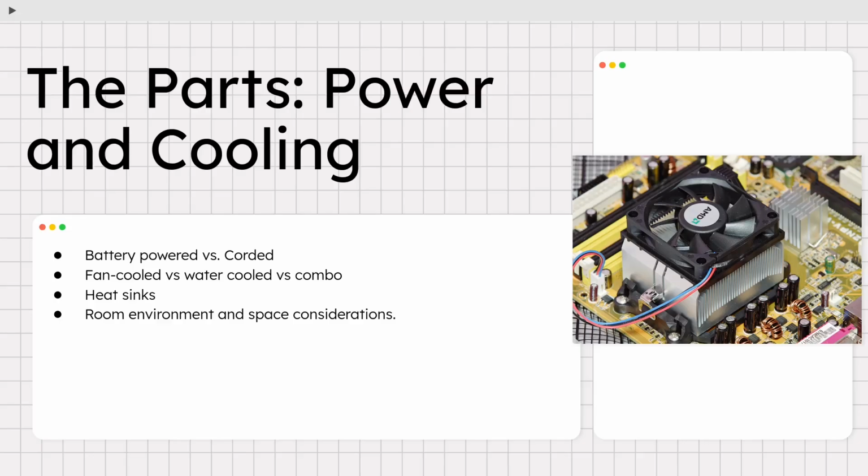There are different kinds of power and cooling: you can have battery-based systems or a corded system, and you can have fan-cooled, water-cooled, or a combo of them. Usually there's a combo. There's almost always what's called a heat sink, and that's going to be these little fins coming off of it right here. That's a heat sink. And then there are the room environment and space considerations. If you've ever worked in a server farm, those rooms can get really hot if you're not careful, so you want to make sure you're cooling down those rooms quite well.